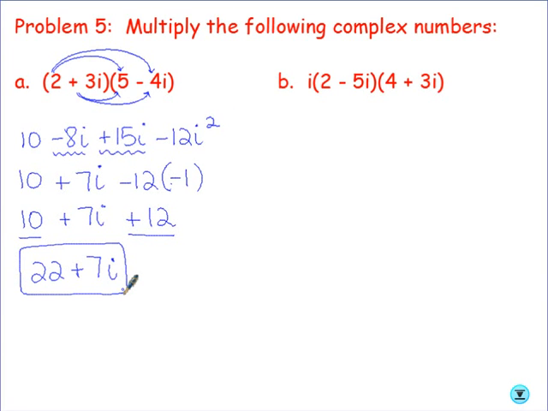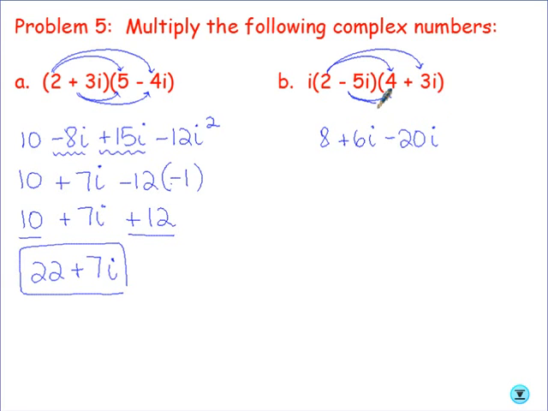Let's look at B. B is a toughie because there's an extra step. So here's what I tell people. Pretend that the i, pretend this guy right here is not there. Cover him up with your hands and do the parentheses like we just did 5a. So 2 times 4 is 8. 2 times 3i is positive 6i. Negative 5i times 4 is negative 20i.